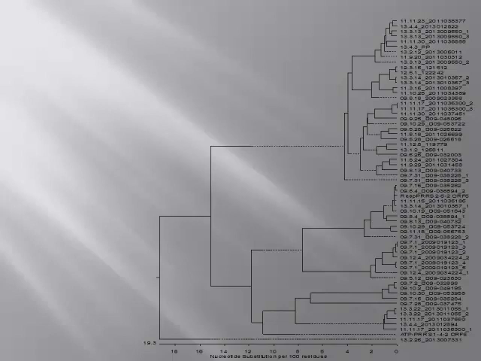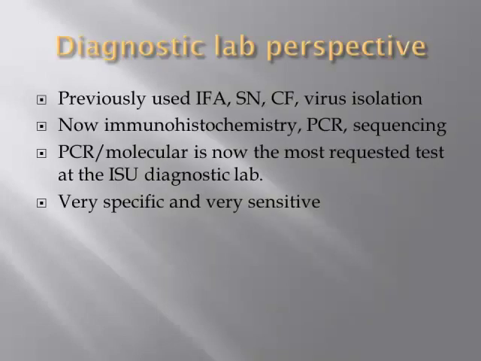What happened there was, there's just a few slides on the diagnostic lab perspective. Ten years ago, even before PCR, you would send stuff to the lab and request an IFA, an SN, maybe a virus isolation, maybe histo.